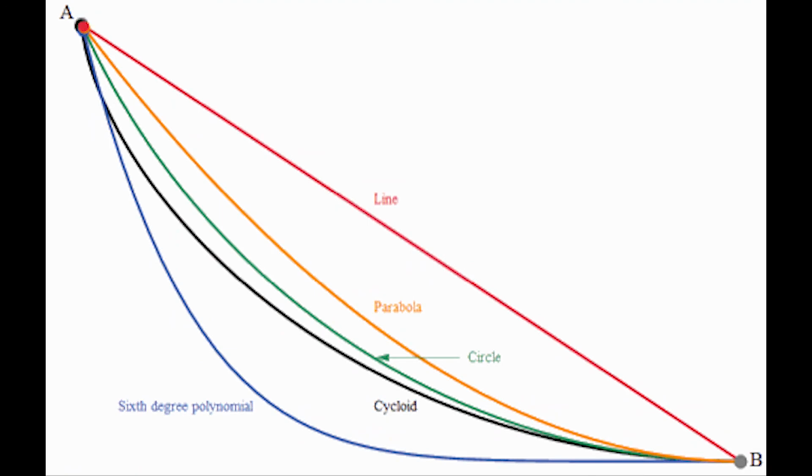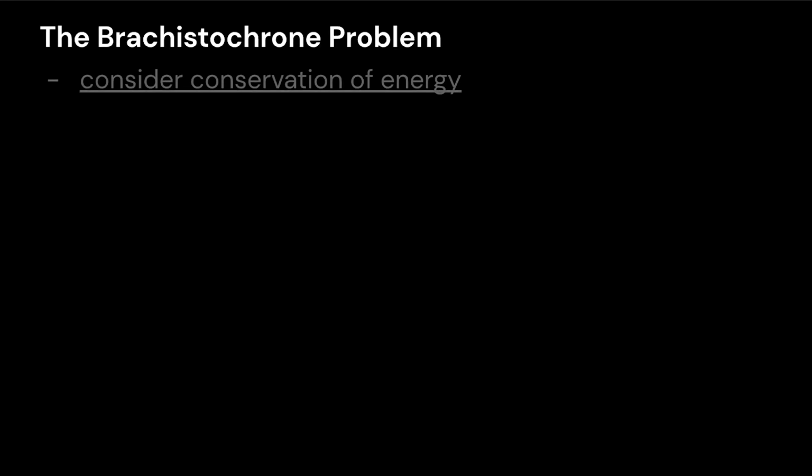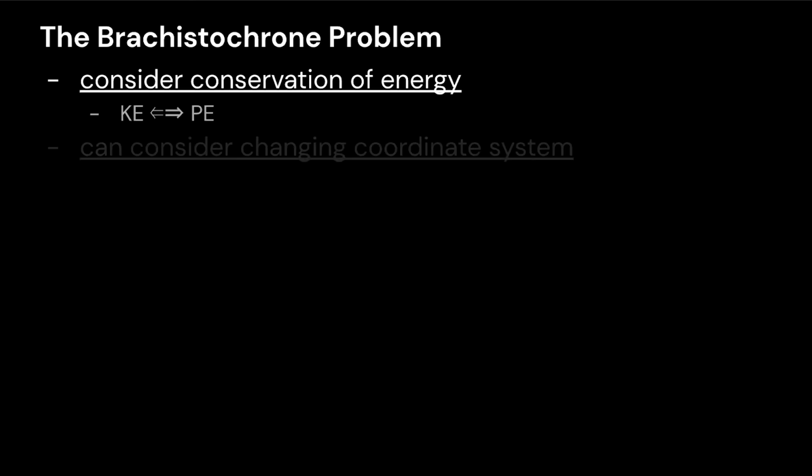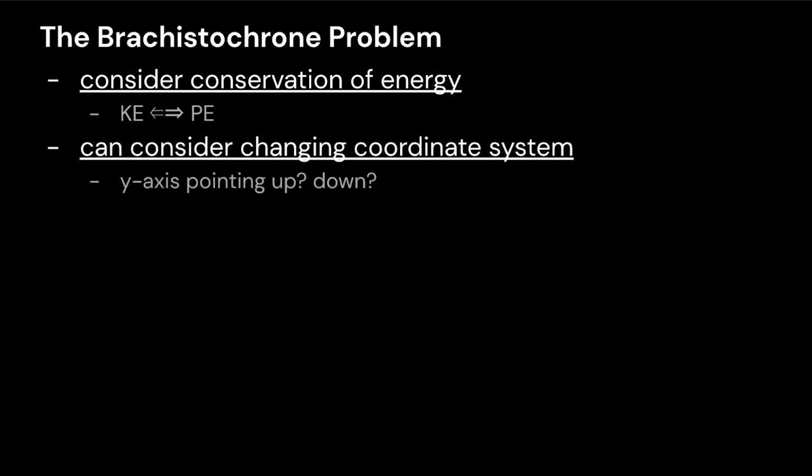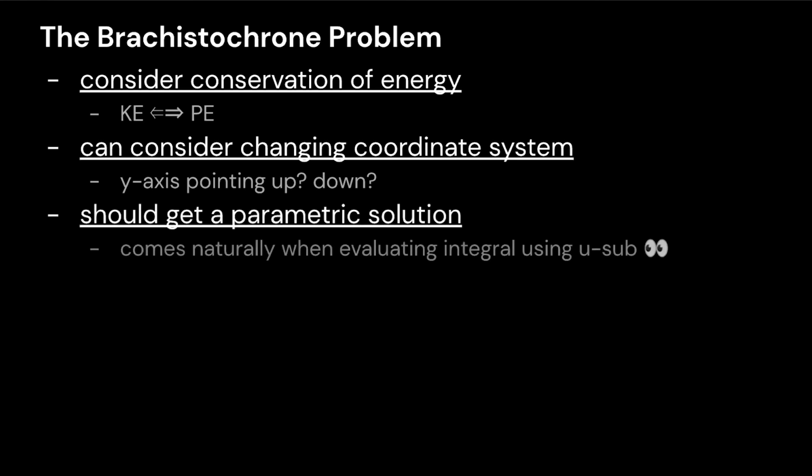By now, you might have realized that the second example I provided in the beginning was the Brachistochrone problem. And with that, I'll leave the viewer with an exercise to find the equation for the Brachistochrone curve. A few useful tips include considering the conservation of energy, which is the interplay of kinetic and potential energy, and considering whether or not you should create your own coordinate system, like, should the system be centered at 0, 0, or should the y-axis be pointing up or down? And the third one is that you should get a parametric solution because that will be easier, and that comes naturally when you're evaluating an integral using U substitution.